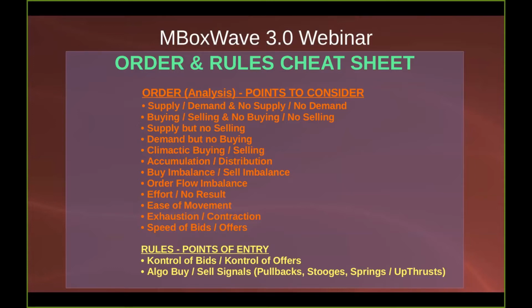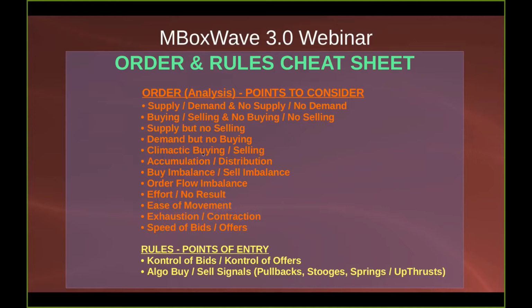Okay, rules cheat sheet. What do you want to consider before getting into a trade, right? This is because people ask me a lot, what should we look for? So when you're considering a trade, see how many checkpoints you can check off here. Consider supply, demand, no supply, no demand, buying and selling, no buying, no selling, supply but no selling, demand but no buying. These are the things I'm talking about. We had demand but no buying. The other case, we had less demand and too much buying, overbought.